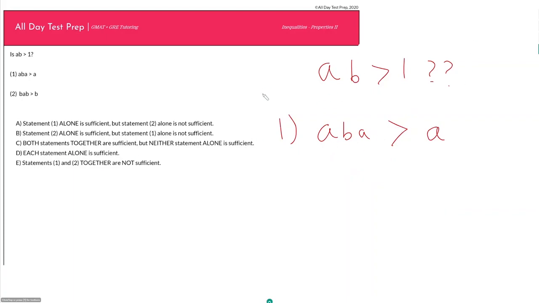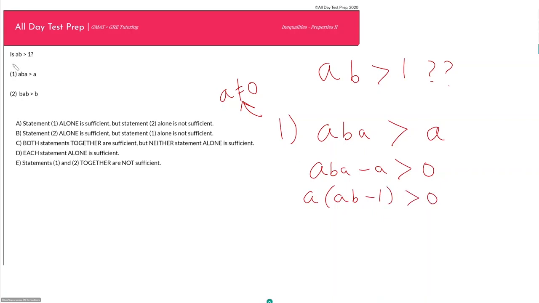So we know that you cannot divide each side by A here. We do know A cannot be equal to 0, because this statement here is given information. If A were equal to 0, the left side would not be greater than the right side. So we do know A cannot be equal to 0, but we do not know the sign of A. Therefore, we cannot divide by it. Now, we can do the same thing we did before. We can still subtract A from each side. So this is telling us ABA minus A is greater than 0. And we can factor out an A if we wanted to. We get A times AB minus 1 is greater than 0.